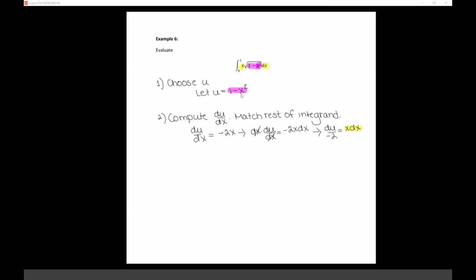So I'm picking 1 minus x squared as u. When I differentiate that with respect to x, I get negative 2x. The negative sign comes from the minus in front of x squared. I need to match x dx. So the first thing I'm going to do is get the dx over there. Always do that step. Multiply by dx on both sides. The dx's cancel out on the left, and you're left with, let me not combine steps.